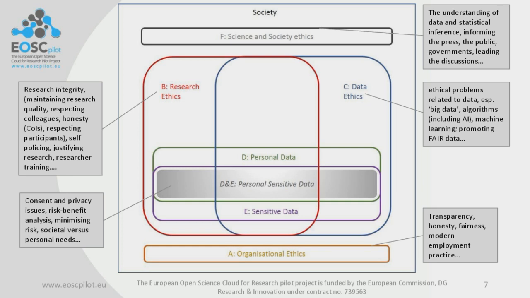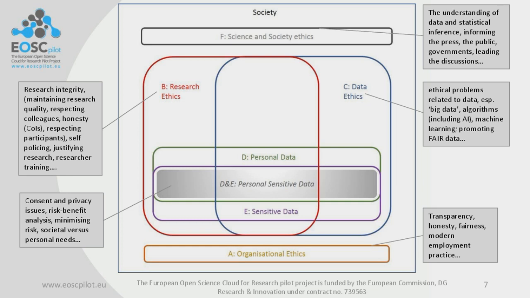dealing with conflict of interest, maintaining research quality, and so on. And the latter is related to the data itself, namely, for instance, FAIR data. And within these two areas, which obviously are partially overlapping, there are the ethical concerns about the use of personal data and sensitive data, and in particular data that is both personal and sensitive.